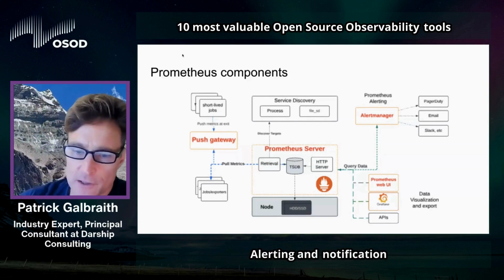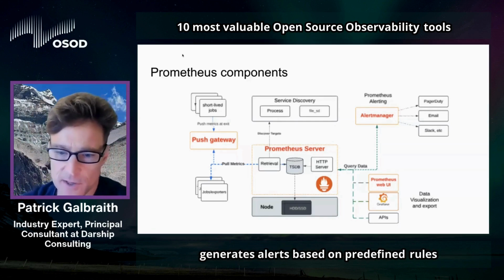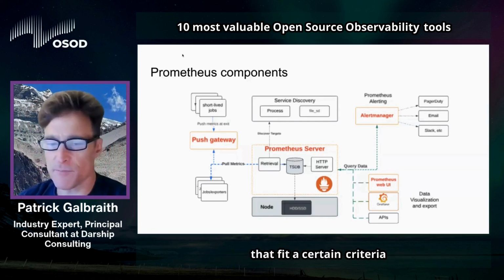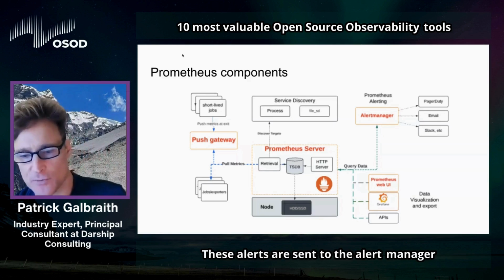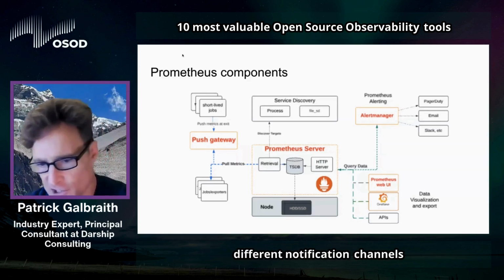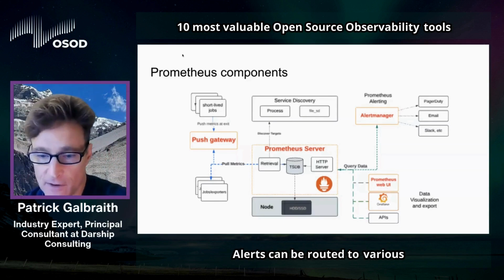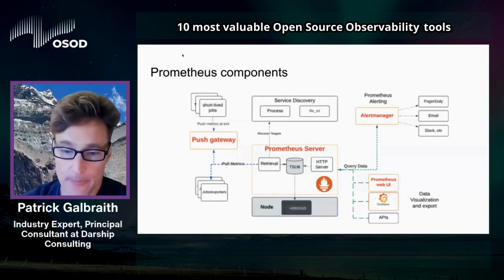Alerting and notification. Alert Manager. The purpose of Alert Manager is that it generates alerts based on predefined rules that fit a certain criteria. These alerts are sent to the Alert Manager, which handles the delivery of notifications to different notification channels. Alerts can be routed to various communication platforms like PagerDuty, email, Slack, you name it.